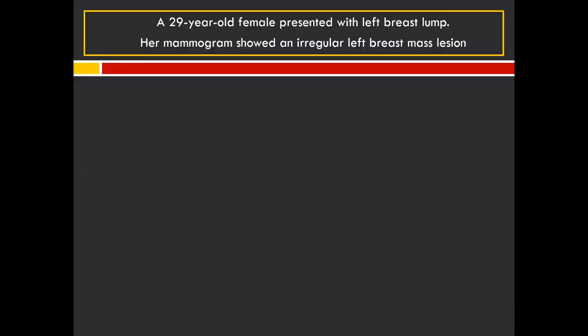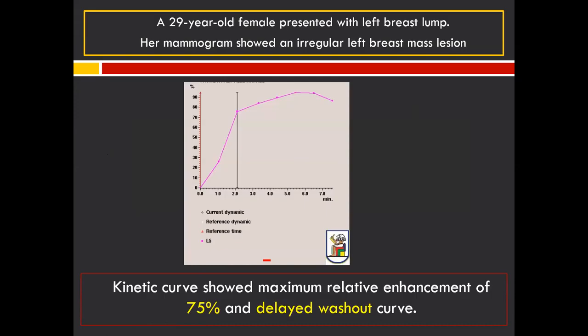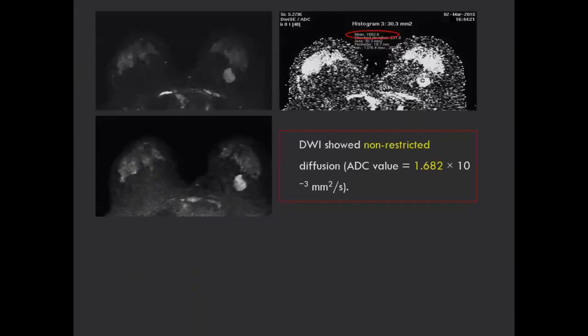This is an example of how we use MRI. She's a 29-year-old female presenting with a left breast lump. Her mammogram showed an irregular left breast mass lesion. This is the mass lesion. It appeared to be spiculated. We plotted the time signal intensity curve, and it showed a delayed washout, which is borderline. We will never be sure based on the kinetics whether this lesion is benign or malignant.